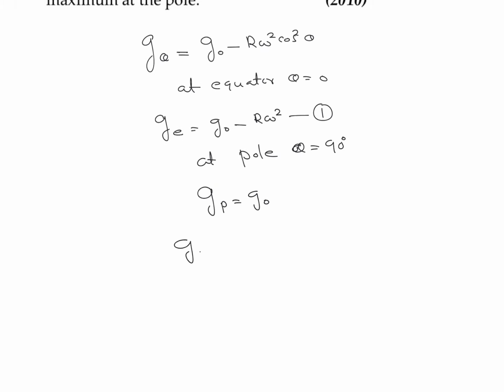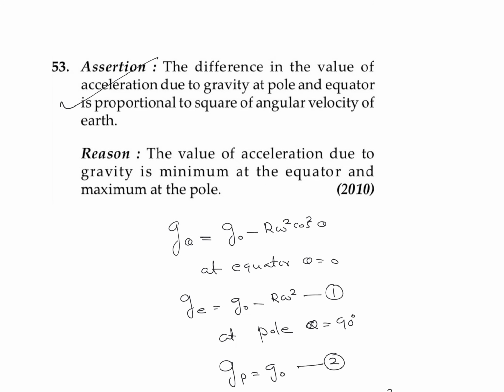So if you are going for acceleration due to gravity at pole minus acceleration due to gravity at equator, means equation number 2 minus equation number 1, this g naught and g naught get cancelled and you will get the answer equal to r omega square. So we can write this is directly proportional to the value of omega square. So that's why we can say that this assertion is correct.